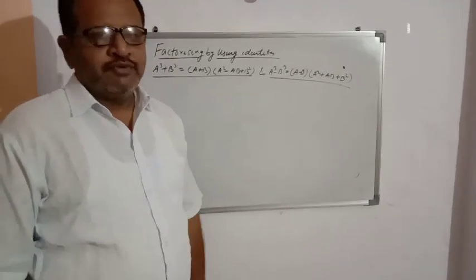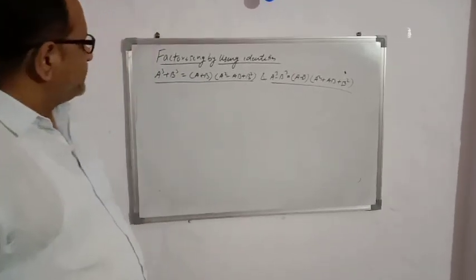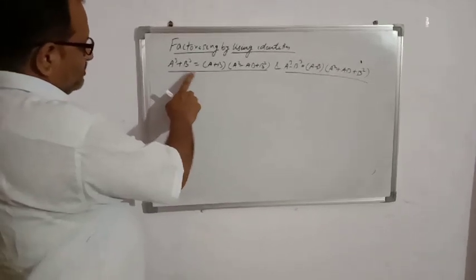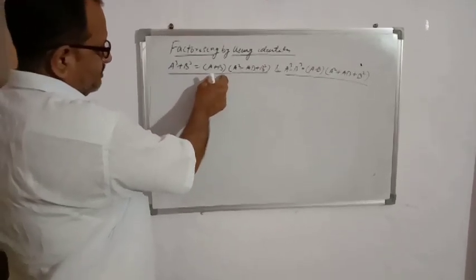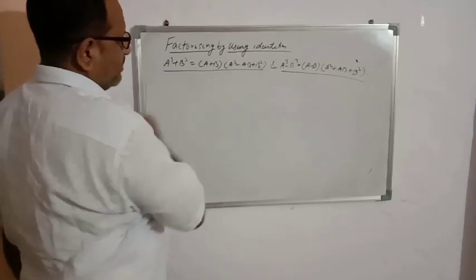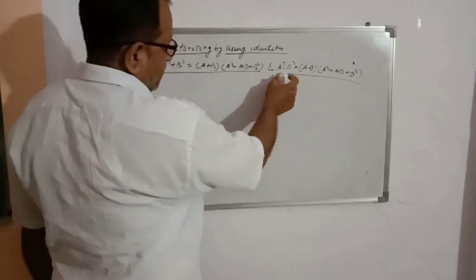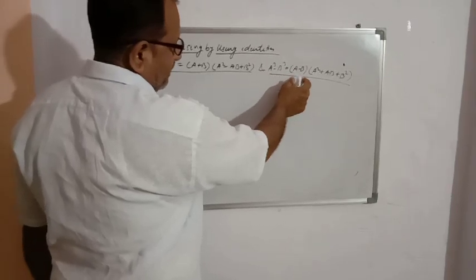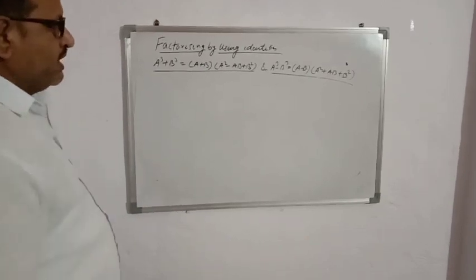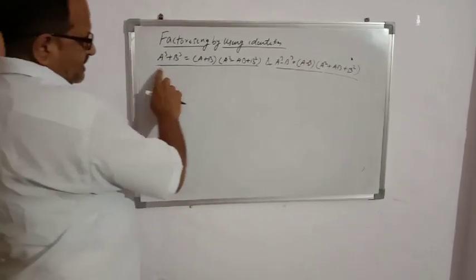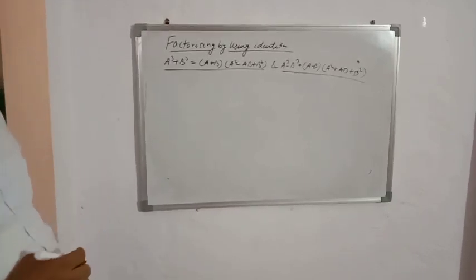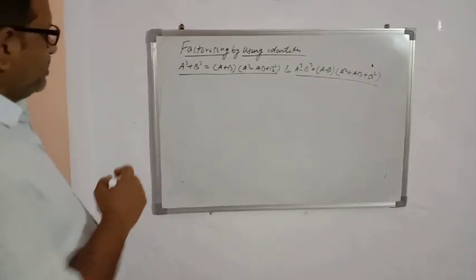Students, in this video, we will do factorization by using the identities a cube plus b cube is equal to a plus b in one bracket into a square minus ab plus b square in another bracket, and a cube minus b cube is equal to a minus b in one bracket into a square plus ab plus b square. So we have to use these identities to factorize a given algebraic expression. We will see some examples.